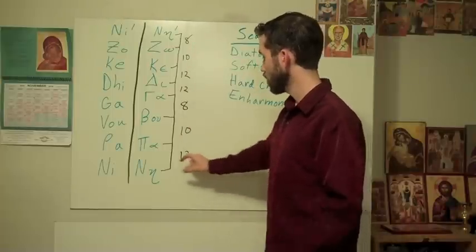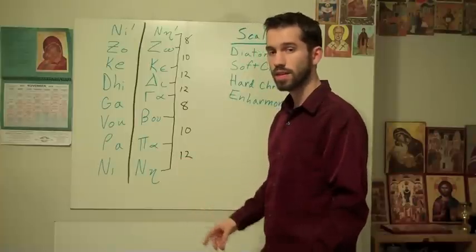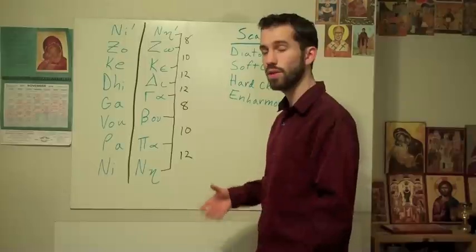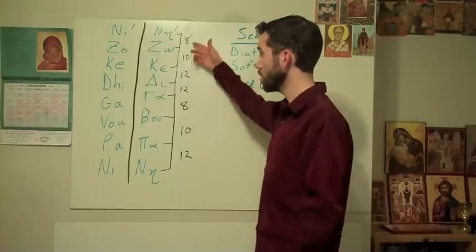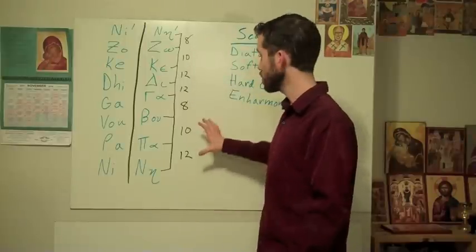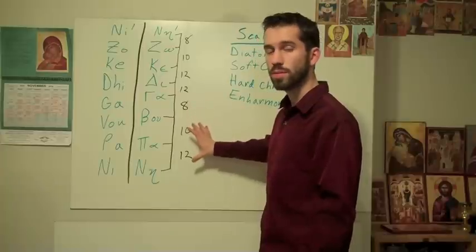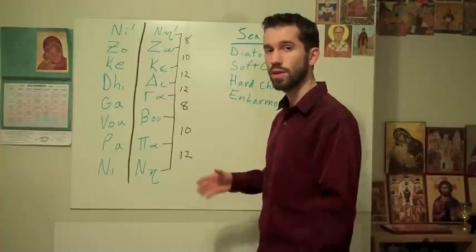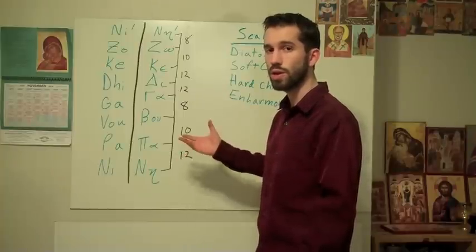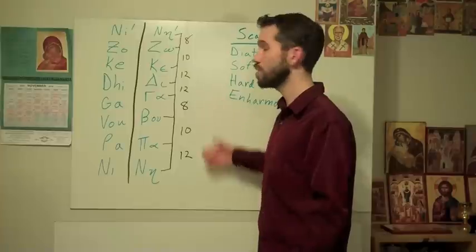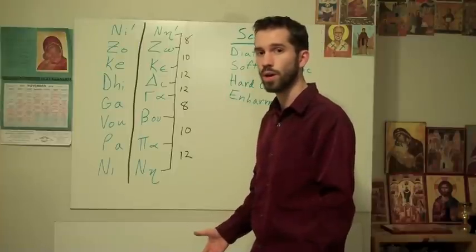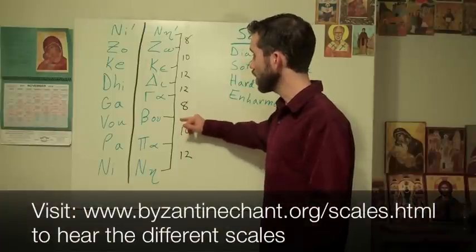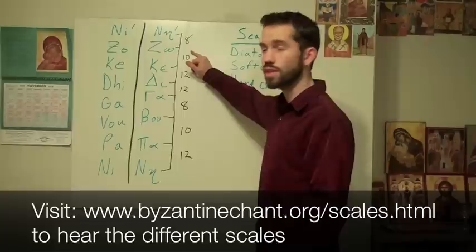And so here, what we might have normally as ni pa vu ga di ke zo ni. Instead, here, to approximate it a little bit, would be ni pa vu ga di ke zo ni. So you end up having a vu that is slightly flatter, and a zo that is slightly flatter.